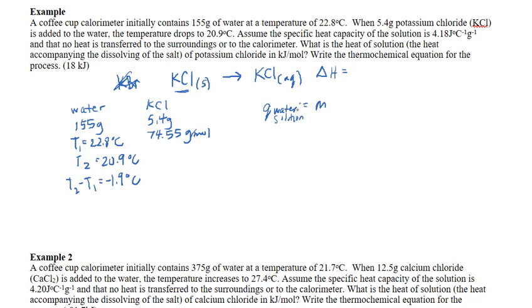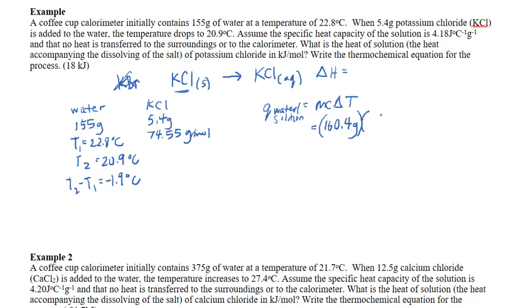Okay, and this is water solution, which is a little bit confusing in terms of the terminology, but it's the solution that's in the calorimeter. What's the energy change that it experienced? So MC delta T. Our mass is our total mass of the contents of the calorimeter. So we have 155 plus 5.4, so it's 160.4 grams.